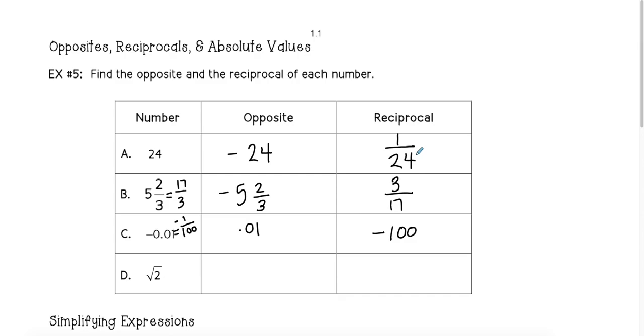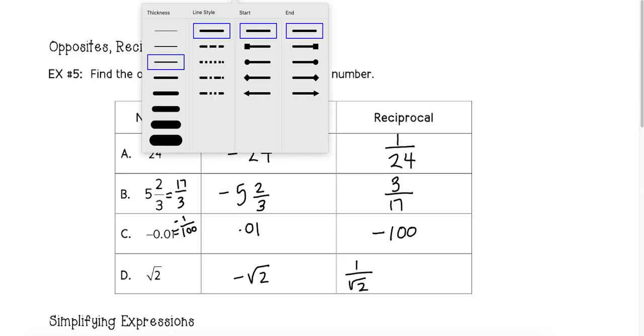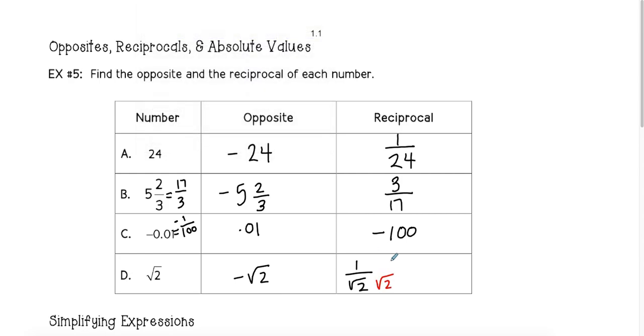All right, √2. The opposite of √2 would be -√2. The reciprocal would now be 1 over root 2. Please, please, please do not leave that like that. We don't leave that because that has a radical in the denominator. You have to rationalize it. To rationalize the denominator, we have to multiply the numerator and the denominator by root 2.